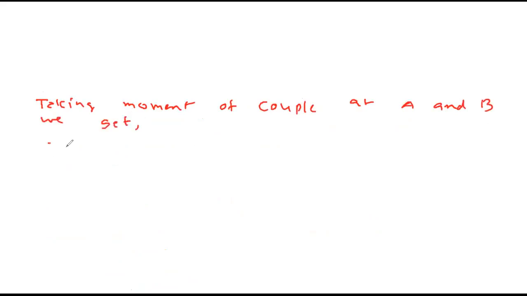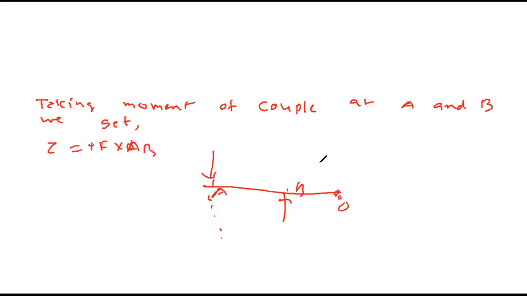Taking moment of couple at A and B, we get tau equals to, O is on the right hand side. This is A, this is B. Tell me what is the sense of rotation at A? Anti-clockwise. It is plus F into AB. What about at B? Sense of rotation? At B, clockwise, yes.